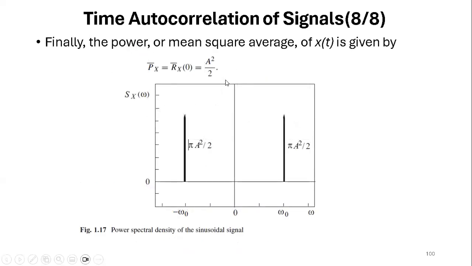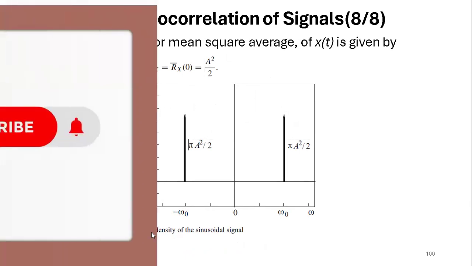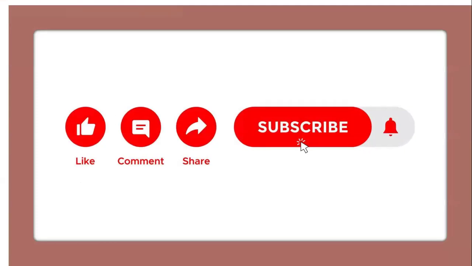The total power is given by Px equals A squared over 2, and this is the power spectral density of the sinusoidal signal. Thank you very much.